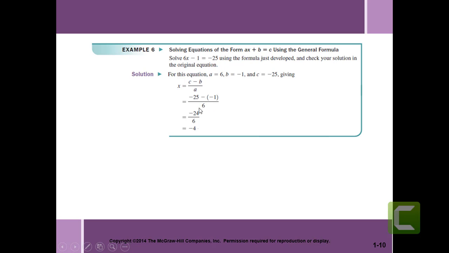Okay, and so once you plug and chug, you get x is equal to -4, and then what you want to do is go back to here and see if you get -25 when you plug in -4. Make sure that this side actually gives you -25. So here you get -4 times 6, which is -24. Then -1 gives you -25, and we're done. Okay, and there's the check.